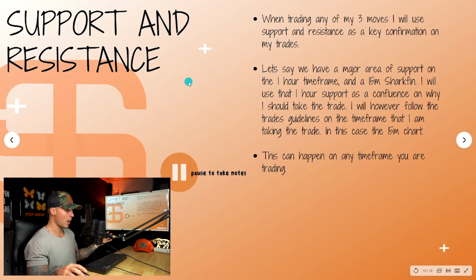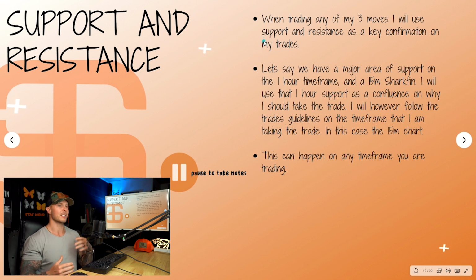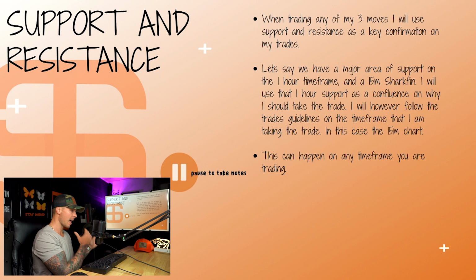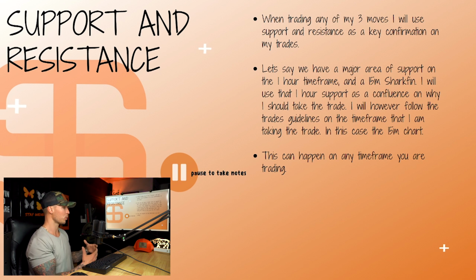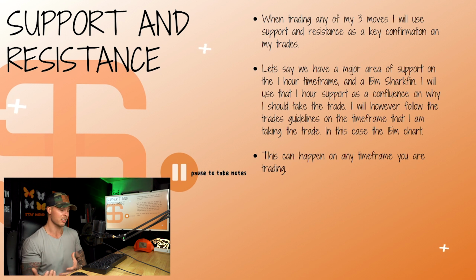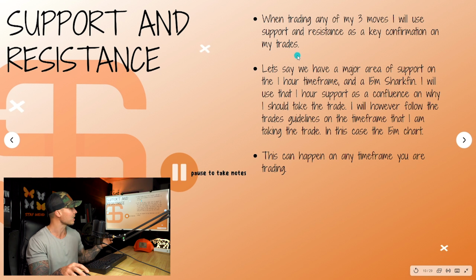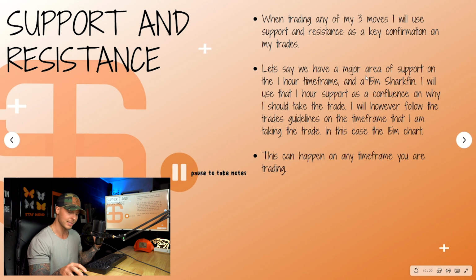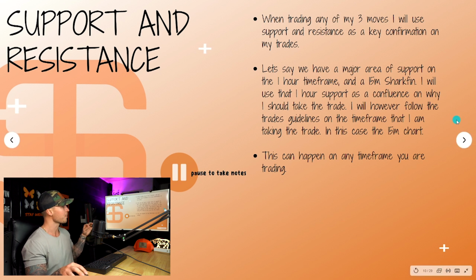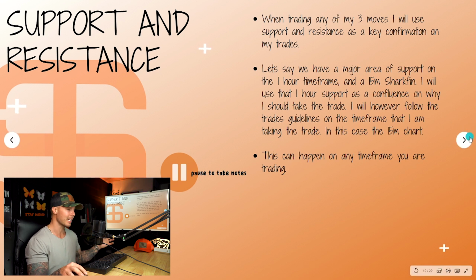So now we're going to go to support and resistance. So when trading any of my three moves, if support and resistance is added to a potential trade setup that I'm looking for, that just gives me another area of confluence. So let's say that we have that major support on the 1 hour time frame and a 15-minute shark fin. I will use that 1 hour support as an added confluence, like I just said, okay? And like I said, I will be taking that trade based on the 15-minute, so I'll be using my stop loss and take profit based on the 15-minute.